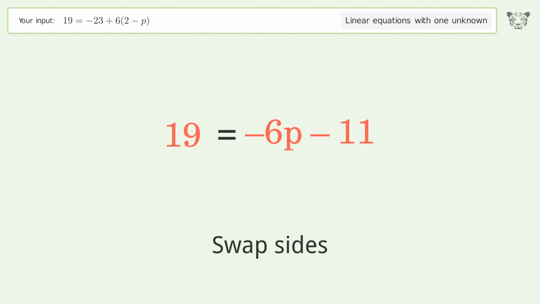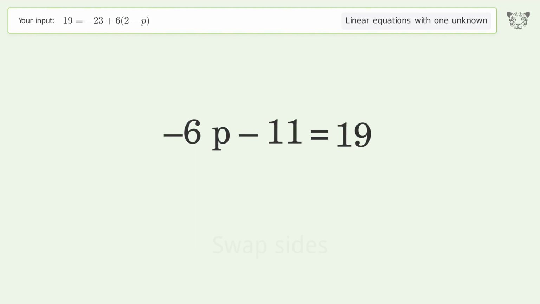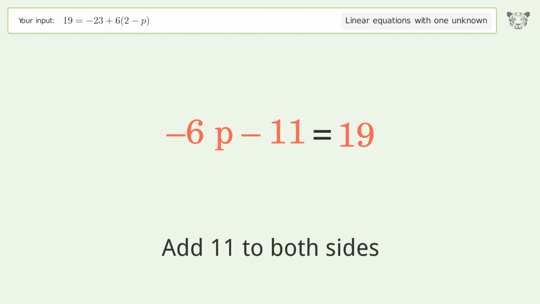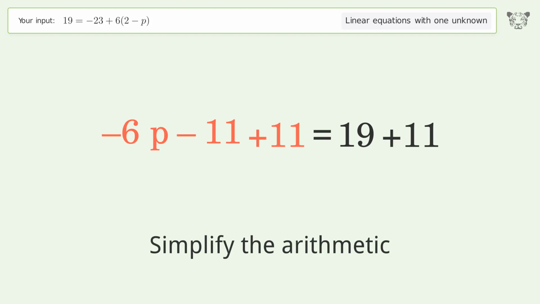Swap sides. Group all constants on the right side of the equation. Add 11 to both sides. Simplify the arithmetic.